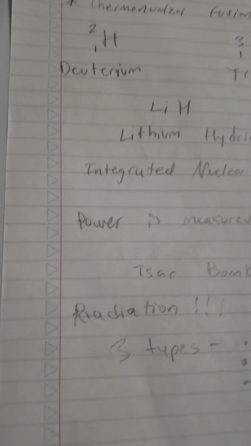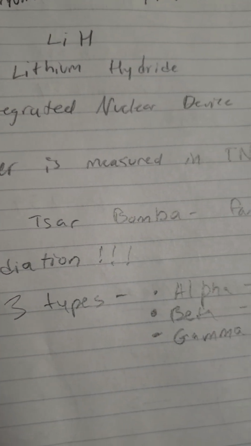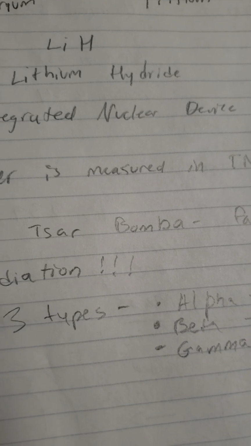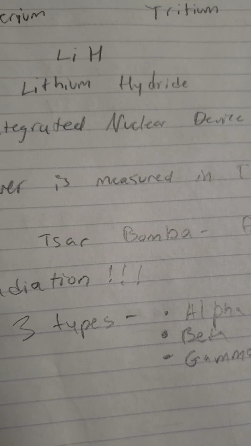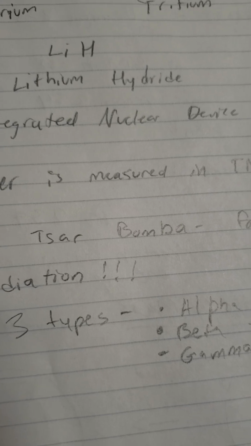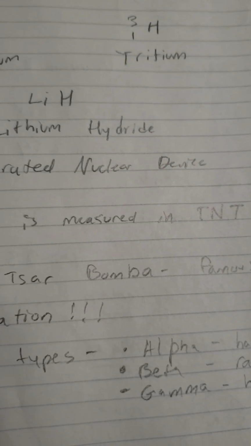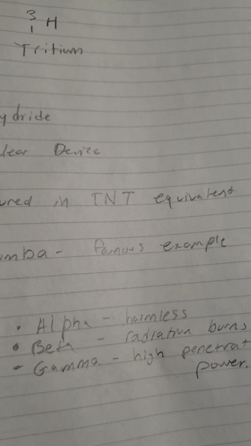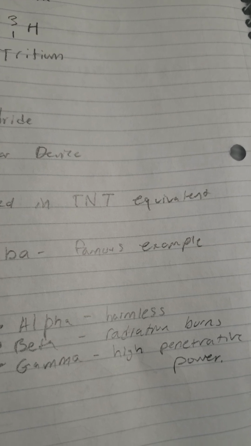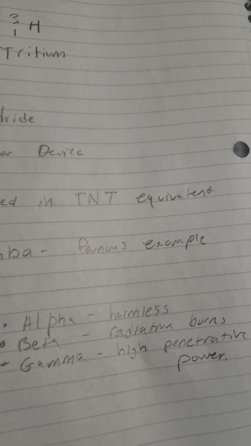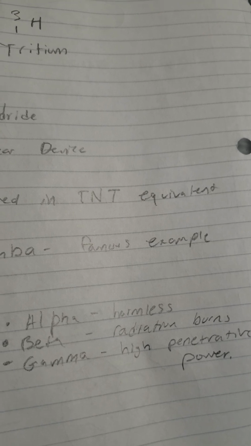Another interesting thing about these bombs is they produce various types of radiation. There's three types of radiation. There's alpha, beta, and gamma. Alpha are pretty much harmless. Your clothes can protect you from alpha radiation. But beta is a little bit stronger. It produces radiation burns, and gamma is extremely penetrative. The only thing to stop gamma rays would be a layer of thick lead, for example.